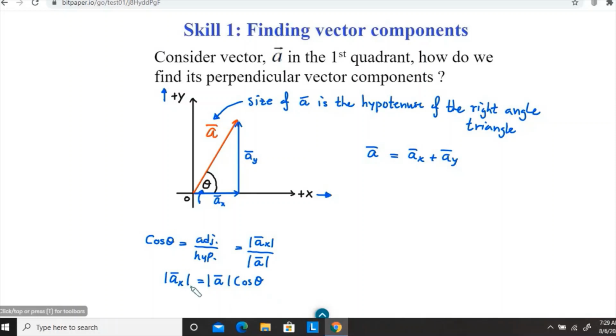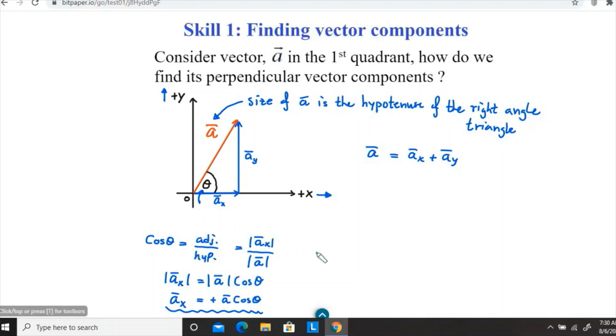Now this gives the magnitude of the Ax vector. If you want to represent it as a vector, the magnitude and the direction are important. But you can see the direction of Ax vector is in the positive direction. So I can simply write this as Ax vector is equal to positive A vector times cosine theta. We usually don't write the positive sign, however, to represent the direction of Ax vector, I'll just put the positive sign so that it's clear at the very beginning of this explanation.